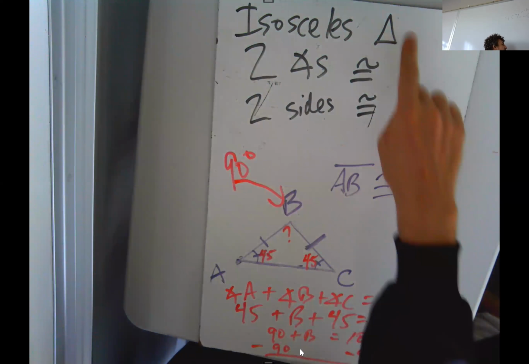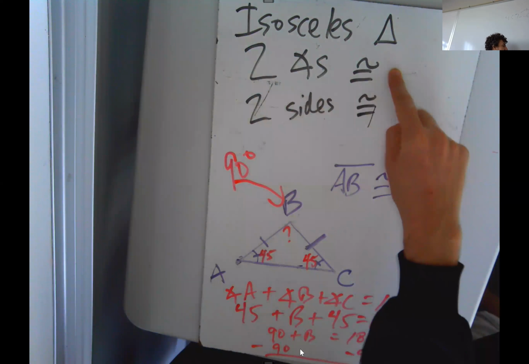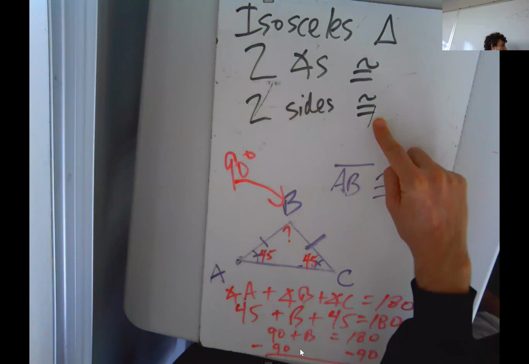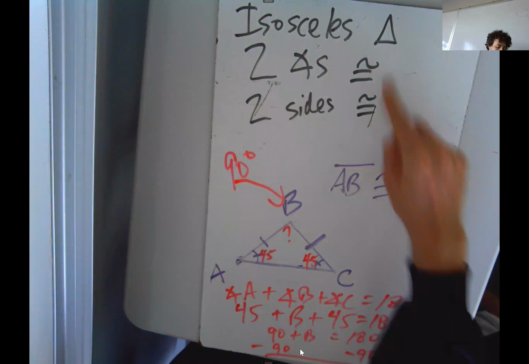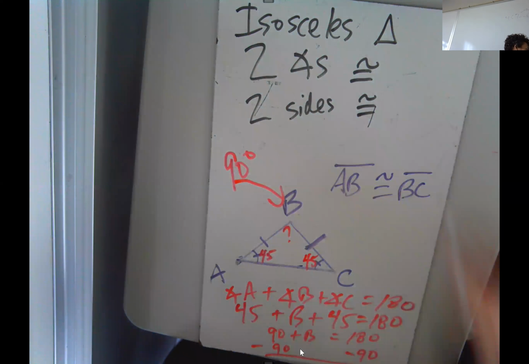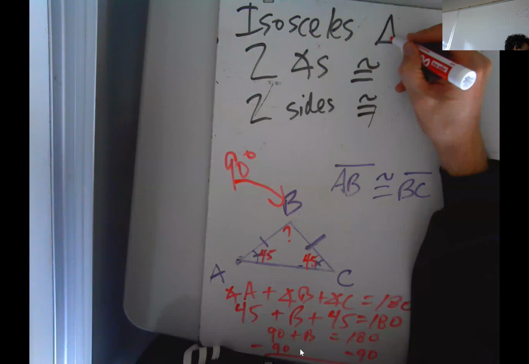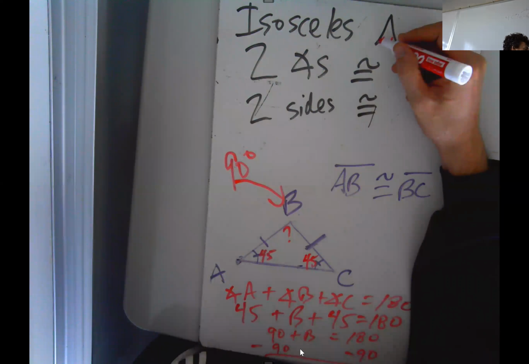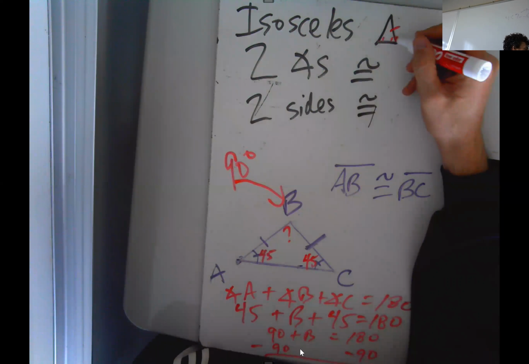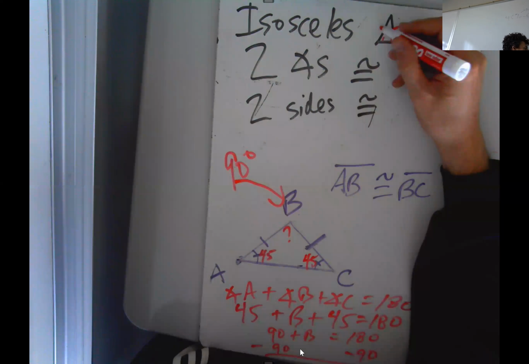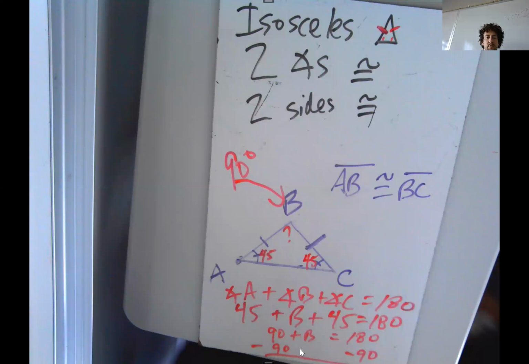So remember, isosceles triangles have two angles that are congruent and two sides that are congruent. The congruent angles and the congruent sides will be opposite each other. So like in this tiny little triangle, if they tell you that these angles are congruent, you can go across from the angle to the side and across from the angle to the side and mark those congruent as well.